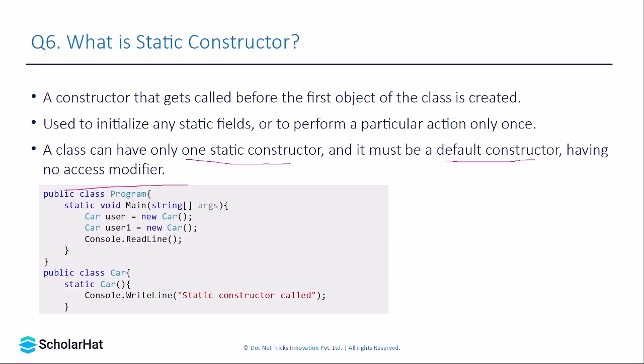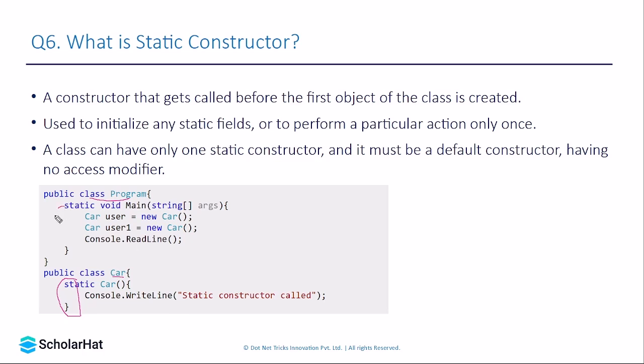So here you can see that we have created a class named program and a class named car. Car is having a static constructor only. It is not having a parameterized constructor, but as we learned in the previous slide, a class can automatically have a default constructor. So though we have not created the default constructor over here, it is available in this class and will be invoked when we create this class object.